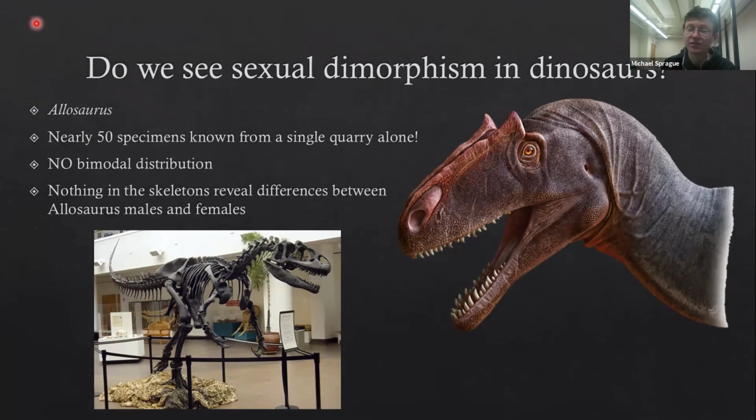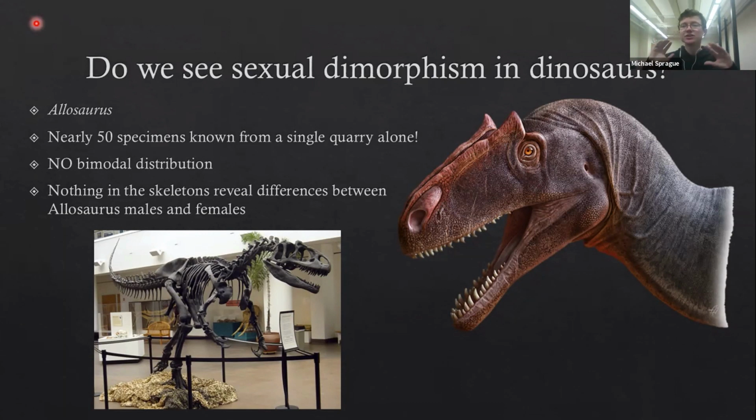Now, a lot of their fossils are found in the Cleveland Lloyd Quarry in Utah, which is a very small area, and it has tons of dinosaur fossils in this very constrained area. It's the densest accumulation of Jurassic dinosaurs anywhere in the world. And from this one quarry alone, there's like 46 Allosaurus specimens.